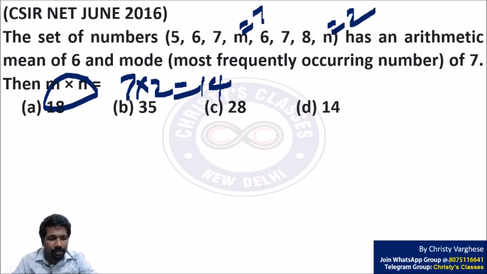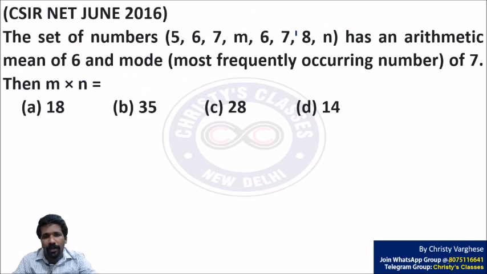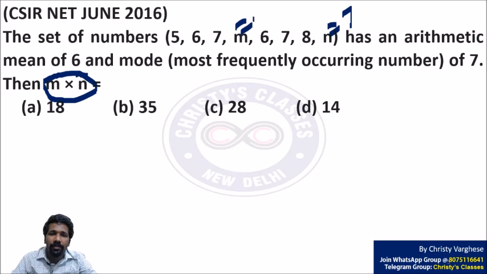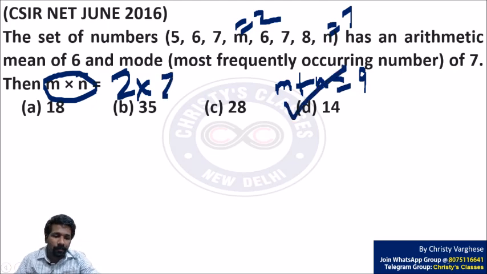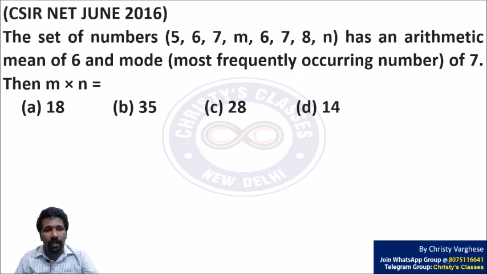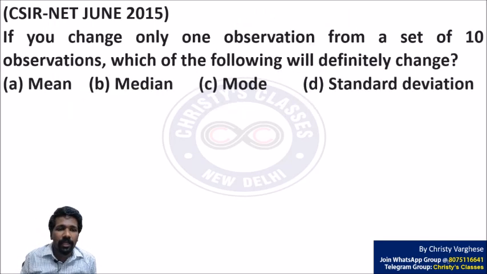Now you may be thinking why I chose M is equal to 7. Why not N is equal to 7? You can take N equal to 7 also. You will get the same answer for M into N. If you take N is equal to 7, M is equal to 2, so that M plus N is equal to 9. Without loss of generality, I am just choosing M is equal to 7. If you choose otherwise also, no issue, because finally you are going to get 2 into 7 or 7 into 2, 14 itself. So that is a very simple question, which came in the June 2016 CSIR-NET exam. Let's see another question from this topic.